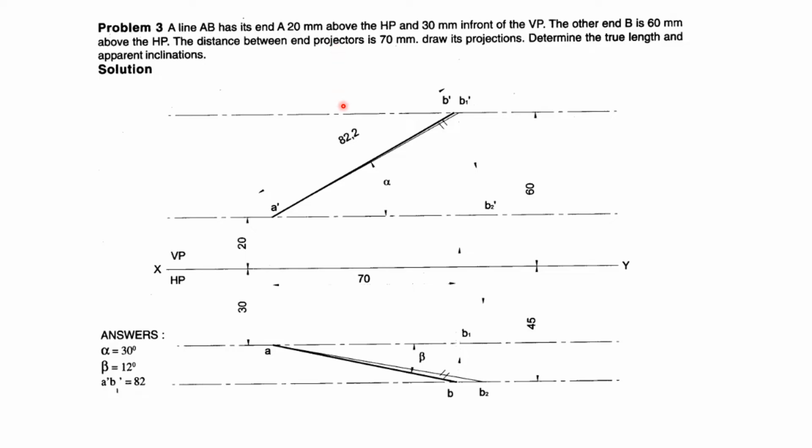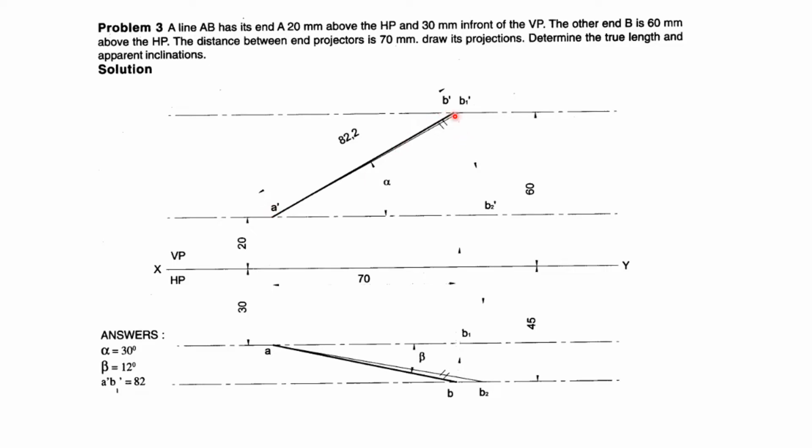That means the distance between end A and end B, which represent the front and top view, is 70 mm. So what we'll do here, from A we will measure 70 mm and drop one vertical line. Already we know the locus line of B, and it intersects at some point. So from that intersection, if you draw, that will be the front view.